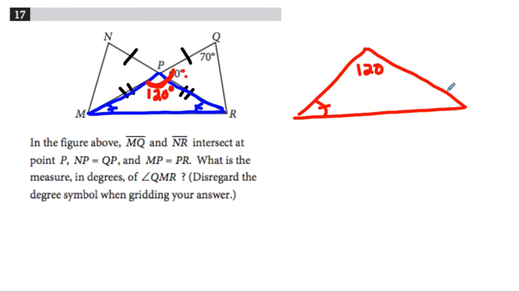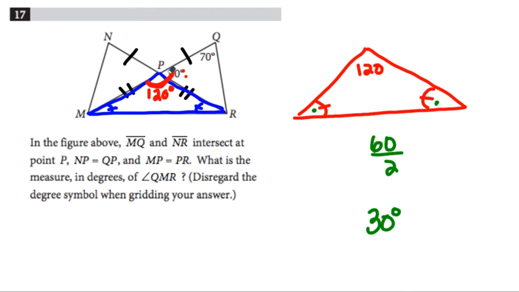So these angles are equal to each other. You do need to remember that the sum of the three interior angles of a triangle add up to 180 degrees. So together, these two have to equal 60 degrees. Since they're equal, you take 60, you divide it by 2, and you're going to get 30 degrees.